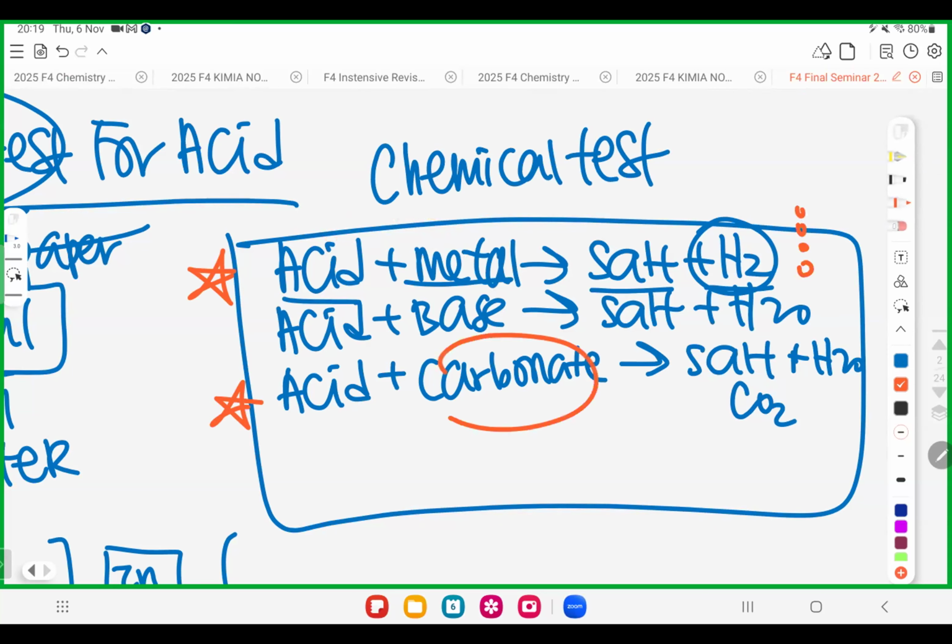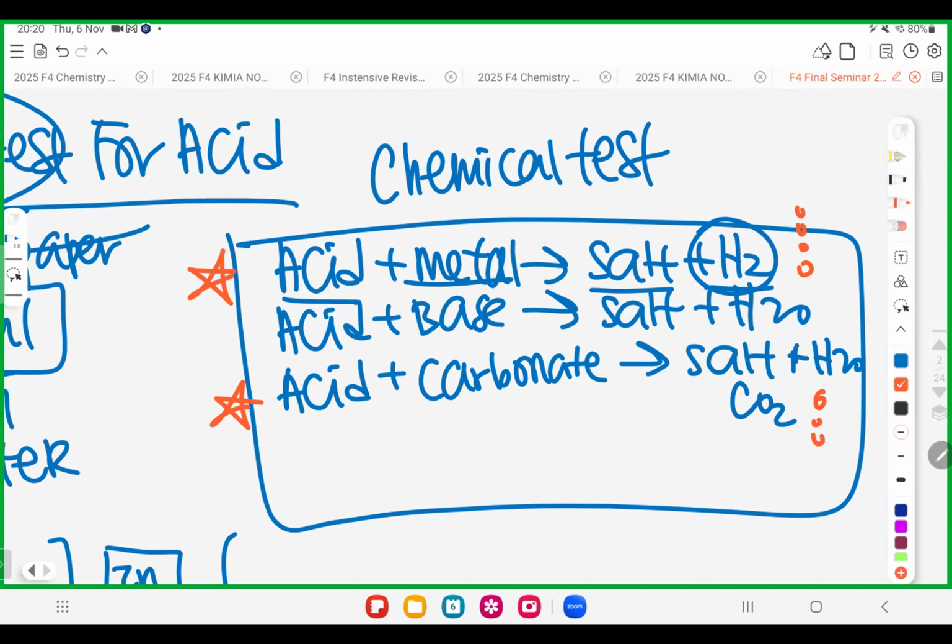If you put carbonate in the acid, let's say today I suspect I have acid, I put in carbonate. Acid reacts with carbonate. I produce salt, water, and carbon dioxide. Carbon dioxide is a gas. I will see bubbles. That's it.